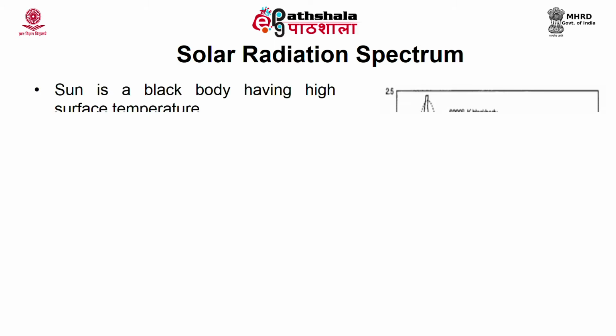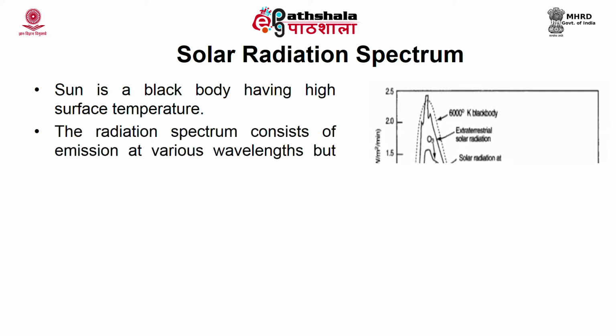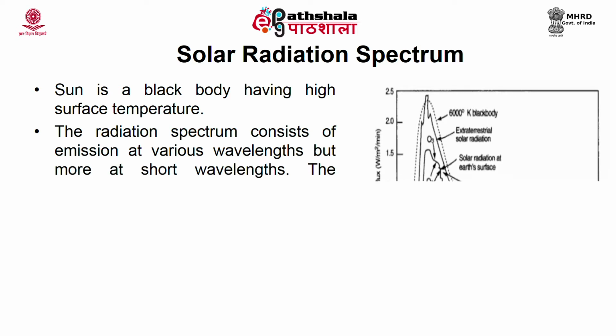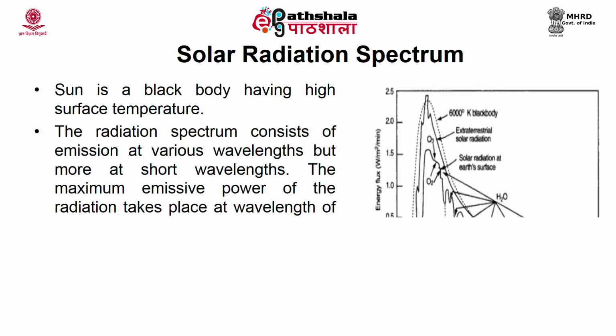Sun is considered as a black body which has a high surface temperature of around 5800 degrees Celsius or 6000 degree Kelvin. The radiation spectrum consists of emission of various wavelengths, but we can see that in the spectrum it is more towards the shorter wavelength. The maximum emissive power of the radiation takes place at a wavelength of 0.48 micrometer.